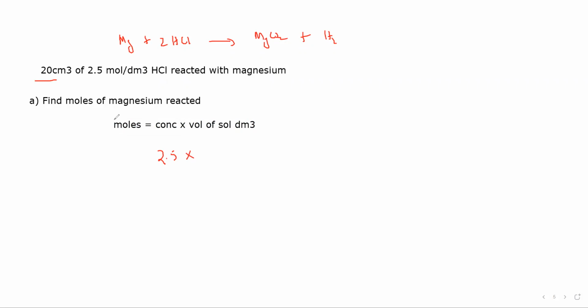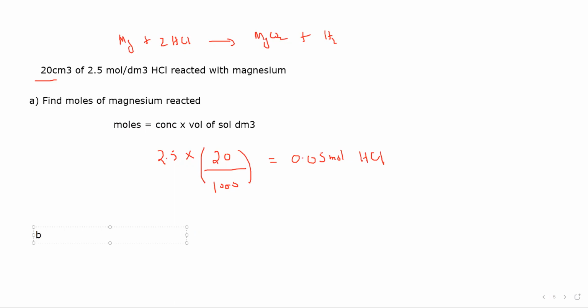The volume of solution is in cm cube, so we have to convert into decimeter cube. To convert, you can substitute the value in the formula and then divide by 1000, or in the beginning you can divide by 1000 and substitute in the formula. What's the answer for this? 0.05. So 0.05 moles are there for HCl.